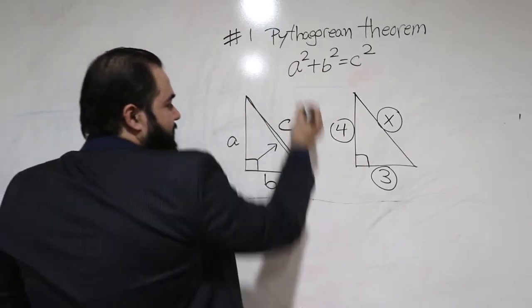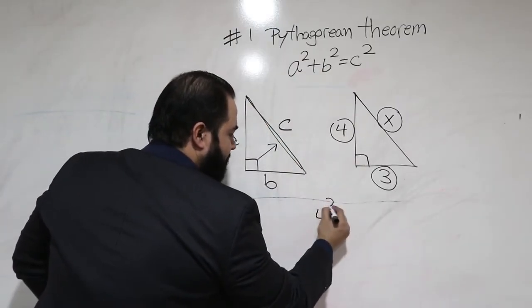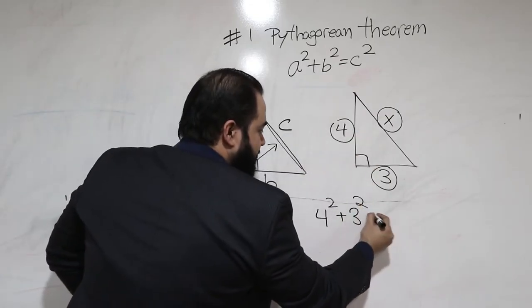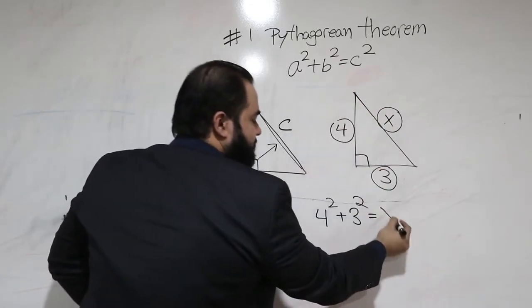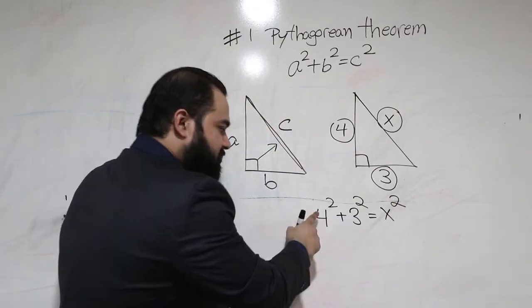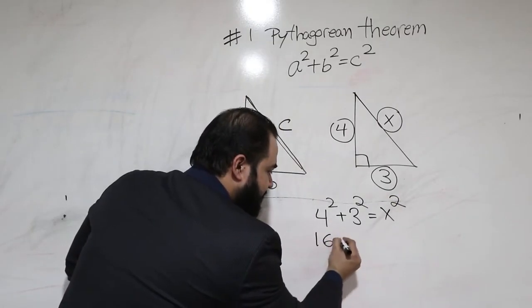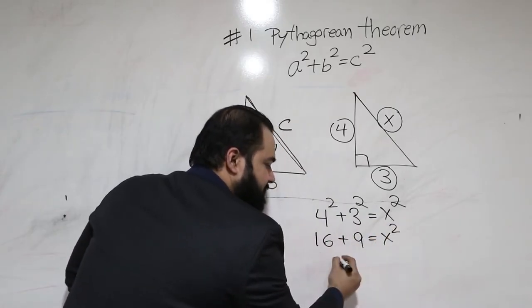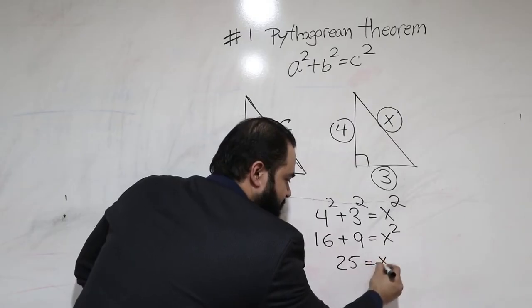So we can say, okay, A is 4, so 4 power 2, plus B is 3, so 3 power 2 is equal to, C is x, so x power 2. Now all we have to do is solve for x. So 4 squared is 16 plus 3 squared is 9 is equal to x power 2. 16 plus 9 is 25 equal to x power 2.